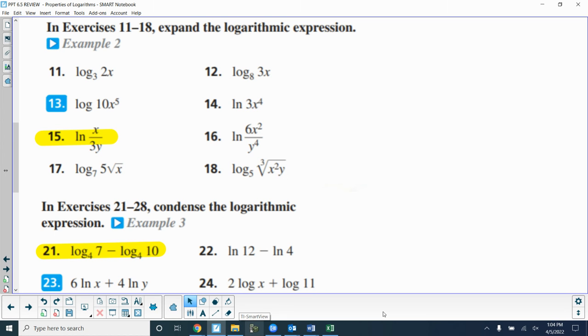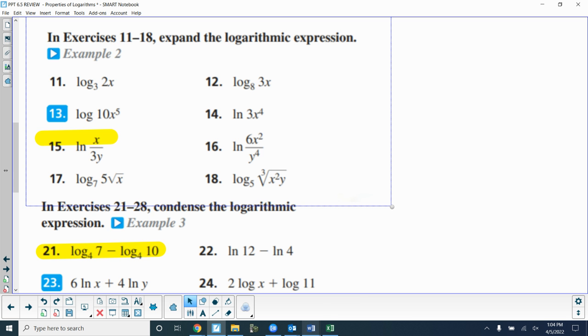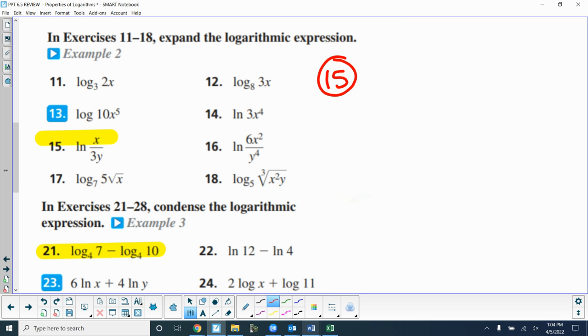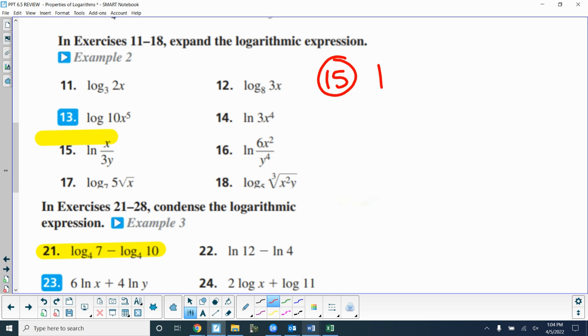So, number 15. We have to expand it, right? So I have natural log, so that's what I'm going to keep. I'm going to keep it natural log of x. Since it's division, I do what? Subtract natural log of 3y, right?